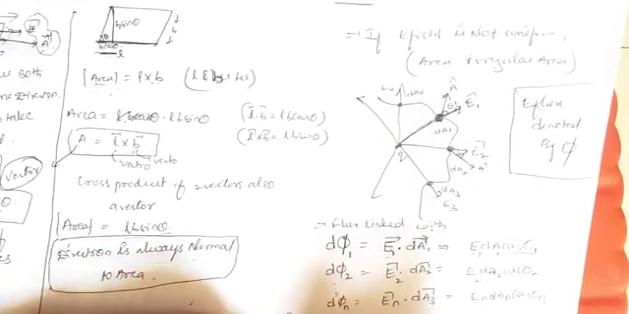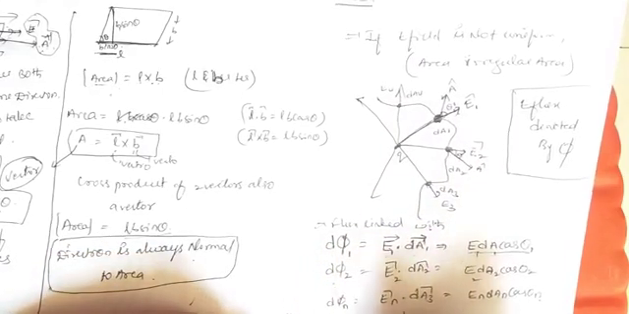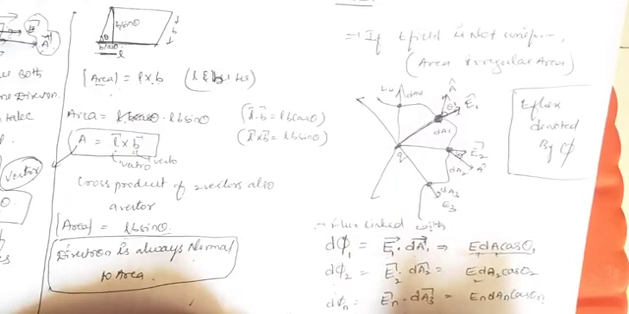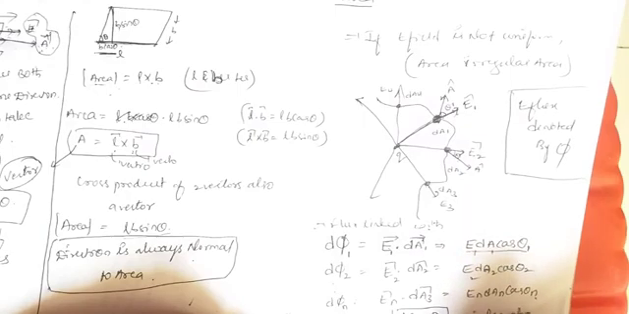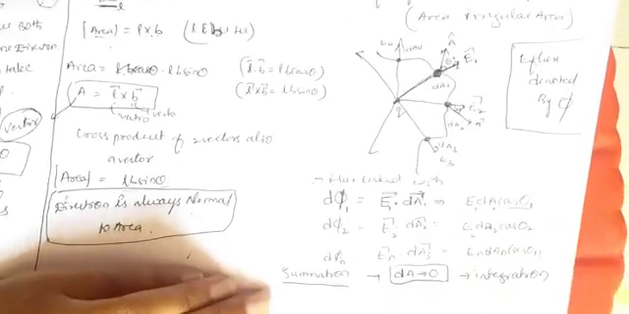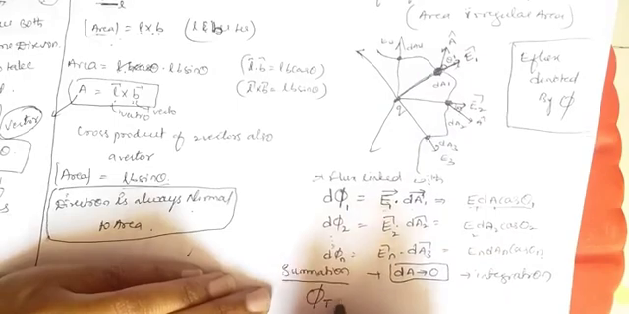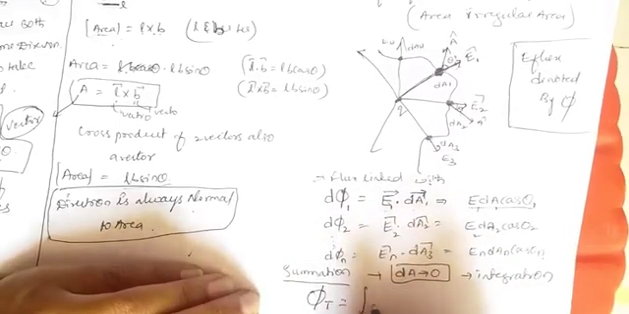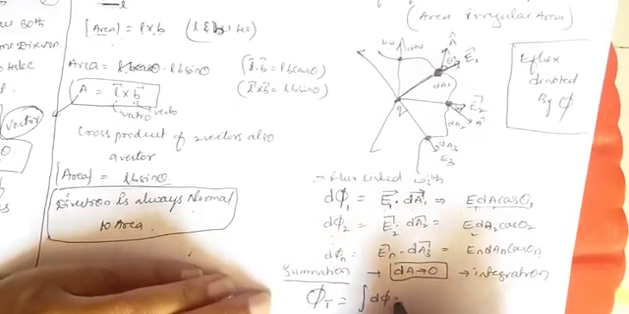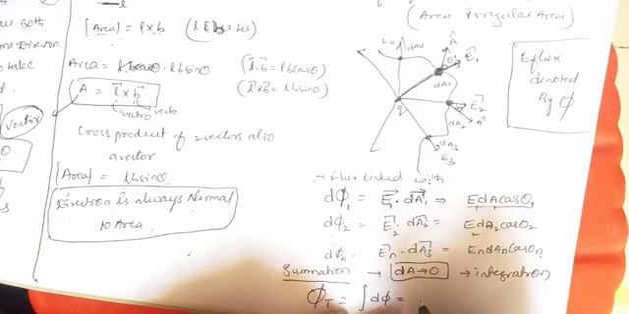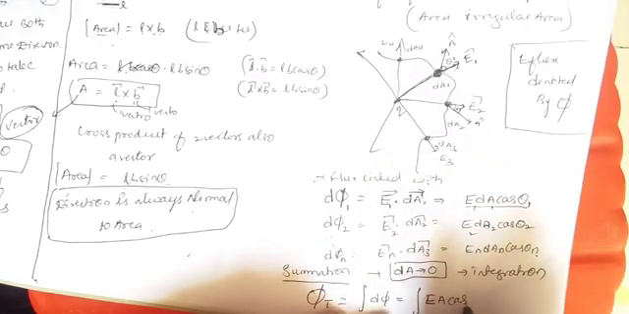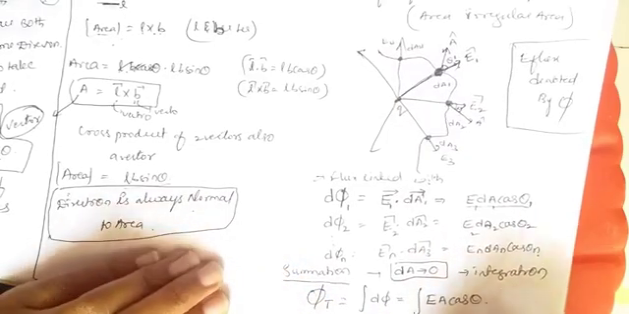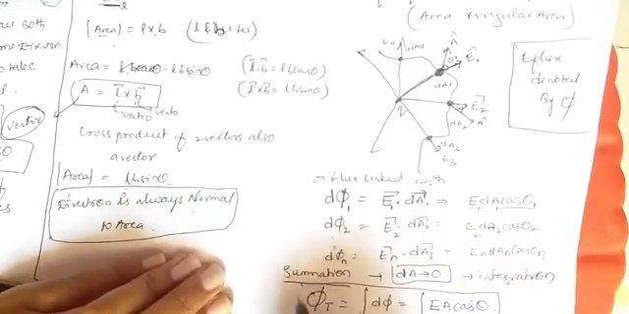So here let us consider the small area dA tends to 0. If the small area tends to 0, then we have to take integration. So the total flux is equal to the integration of small fluxes, that means the integration of E dA cos theta. So this is for the irregular surfaces.